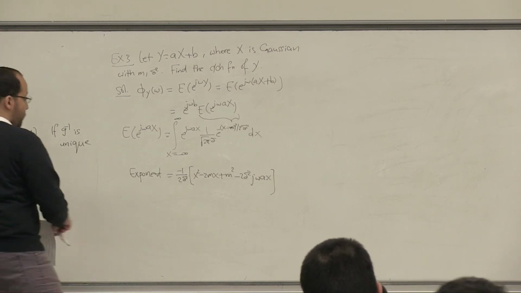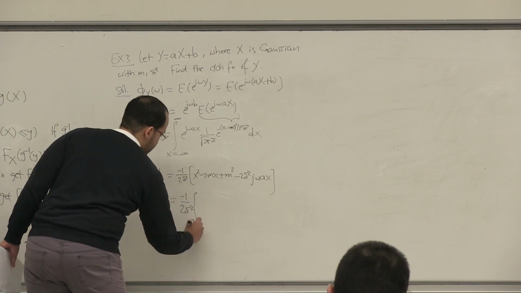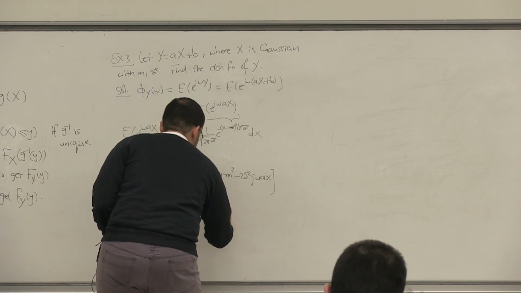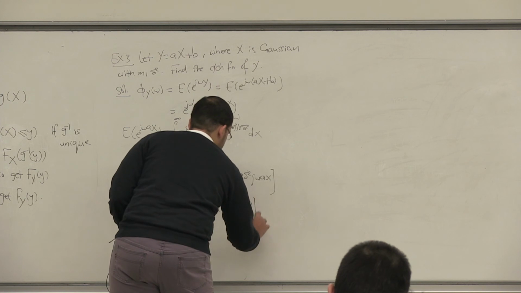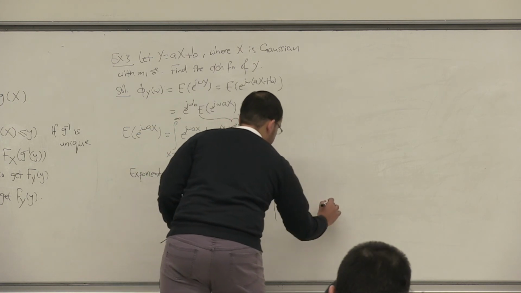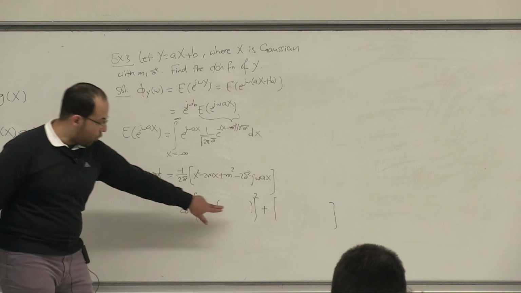How can we complete a square here? So I'm going to be writing this as follows: x minus something squared plus something else. What should we have here?